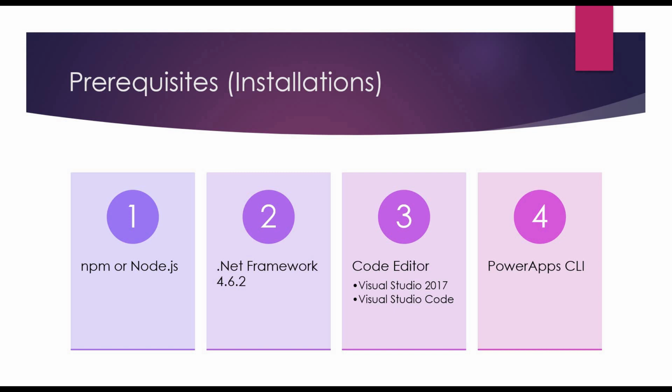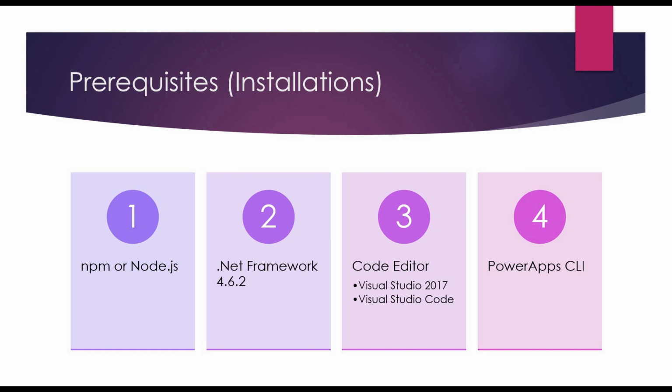To build the code components, you would want to write some code, and for that, you would need a code editor. My preference is Visual Studio Code, but you can even use Visual Studio 2017 or 2019, whatever you have. And the most important thing here is installing the Power Apps CLI. This is a command line interface that helps you create the code components. So make sure you install that as well. The link for all these downloads will be available in the description below.